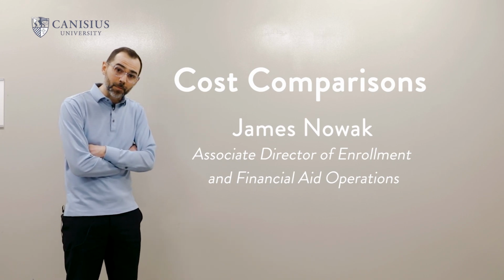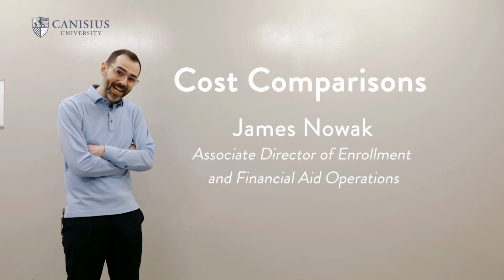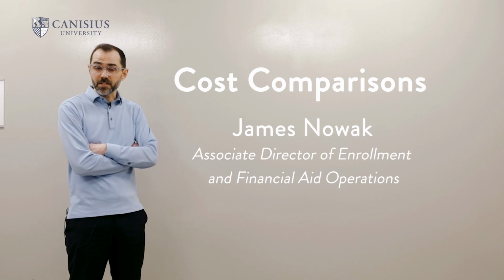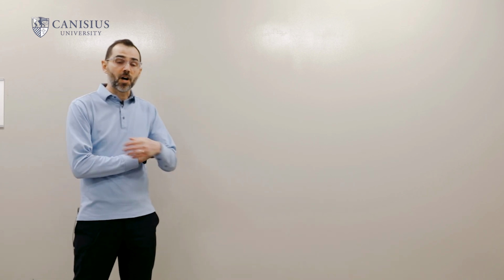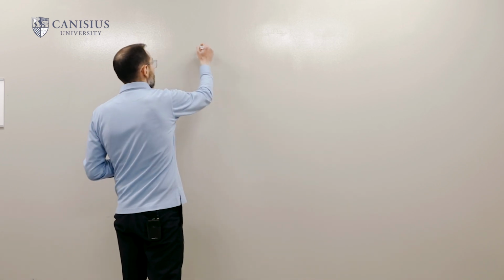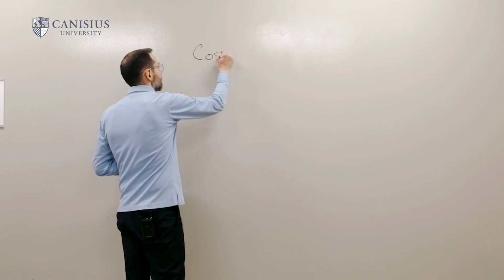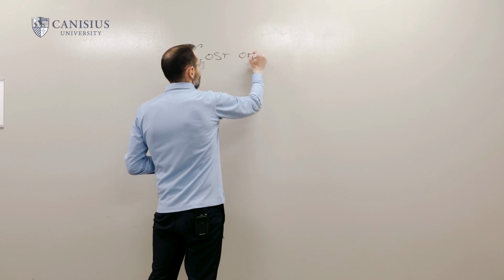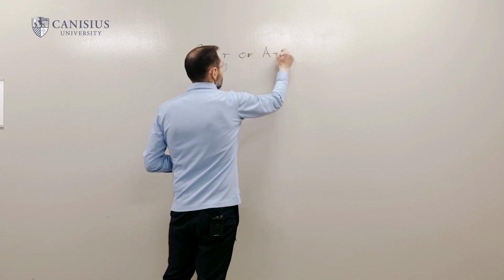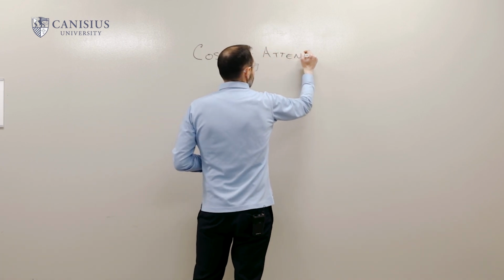And today I'm hoping to get through some guidance on how to compare cost across multiple institutions. So the first part of that sort of analysis comes by way of what we call cost of attendance. Okay, so cost of attendance is a combination of what we call direct expenses and indirect expenses.